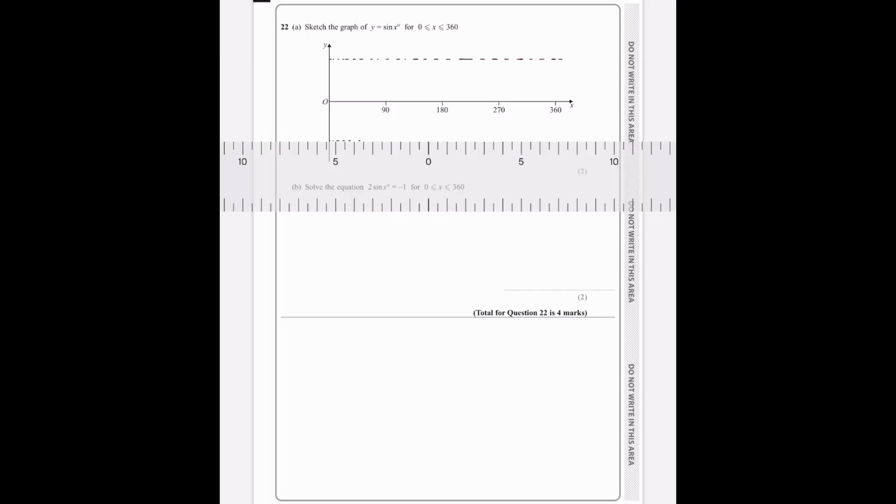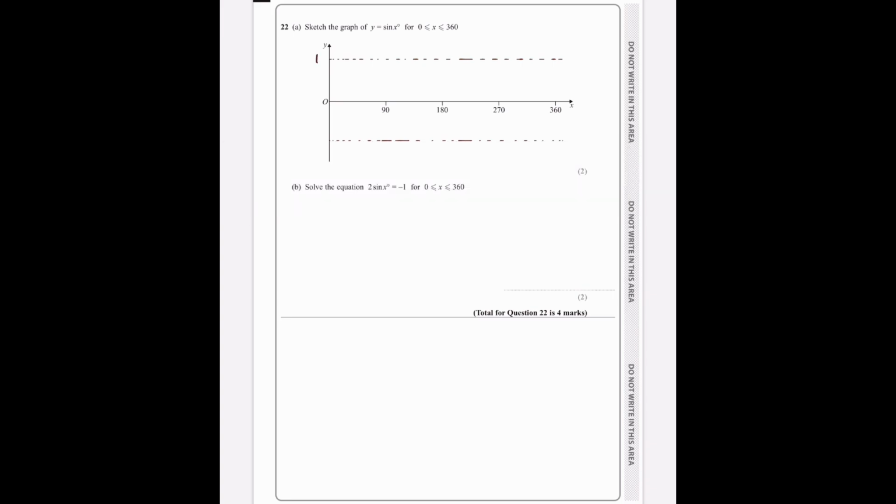Alright, for the sine graph, let's mark in boundaries at 1 and minus 1. I'm going to label those as well. We get a maximum at 90 and a minimum at 270. It crosses the x-axis at 0, 180 and 360. And then you've got to do your best shot at getting that sinusoidal wave shape, passing through all the points. My diagrams are often terrible. This is one of the better ones.